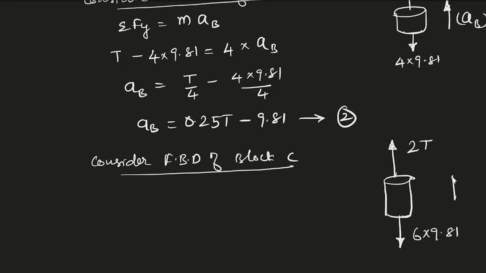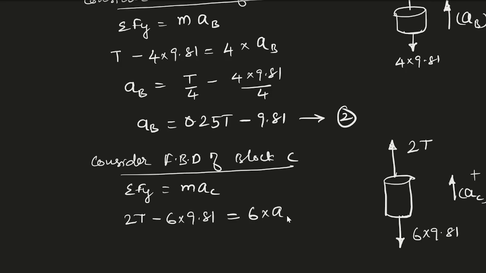Here also I'm assuming the acceleration in the upward direction, a suffix C, as positive. So summation of F_y will be equal to mass into a_C. Here we'll have 2T minus 6 into 9.81, because weight is acting downward, equal to mass, 6, into a_C.